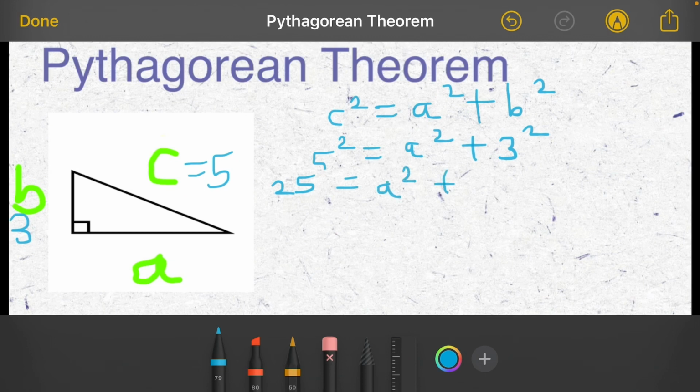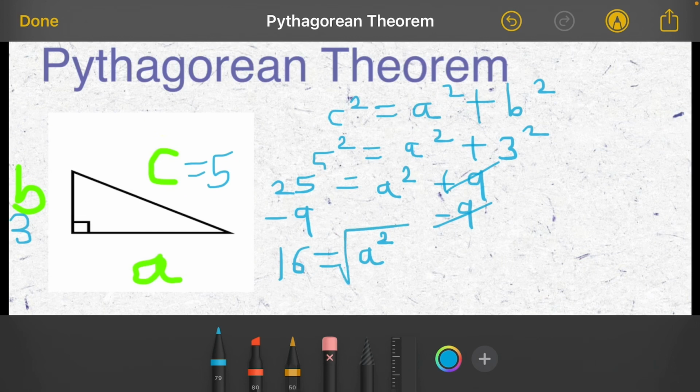equals a squared. We're going to leave it as is. And 3 squared is 9. We're going to move the 9 to the other side, so we're going to do the opposite operation. The opposite of addition is subtraction. We're going to do subtraction, minus 9 here. This one will cancel this one out, and minus 9 there. 25 minus 9 is 16, right? So 16 equals a squared.